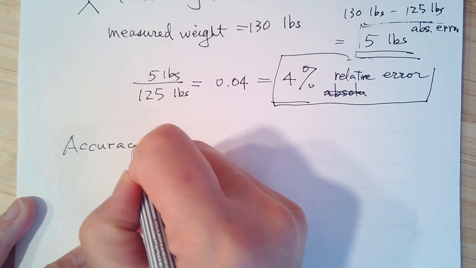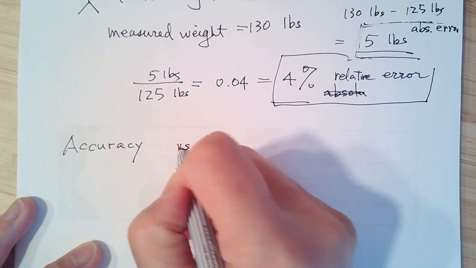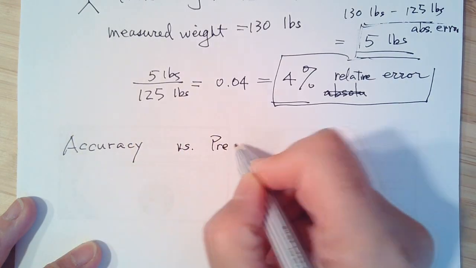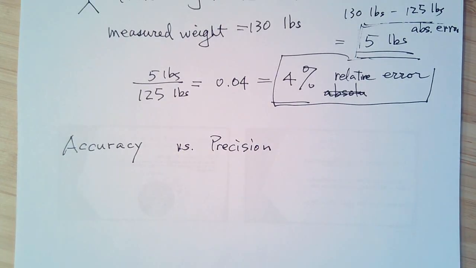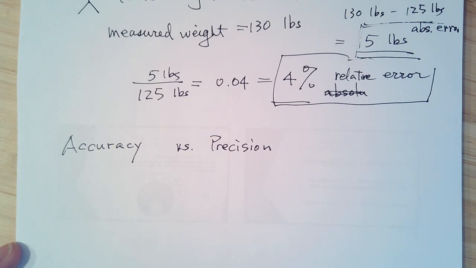So, accuracy versus precision. Okay. What does that mean? What's the difference? Is this accurate? Is this precise? If you just think about that, well, it sounds very, very close, right? Actually, accuracy describes how close the measured value is to the true value.